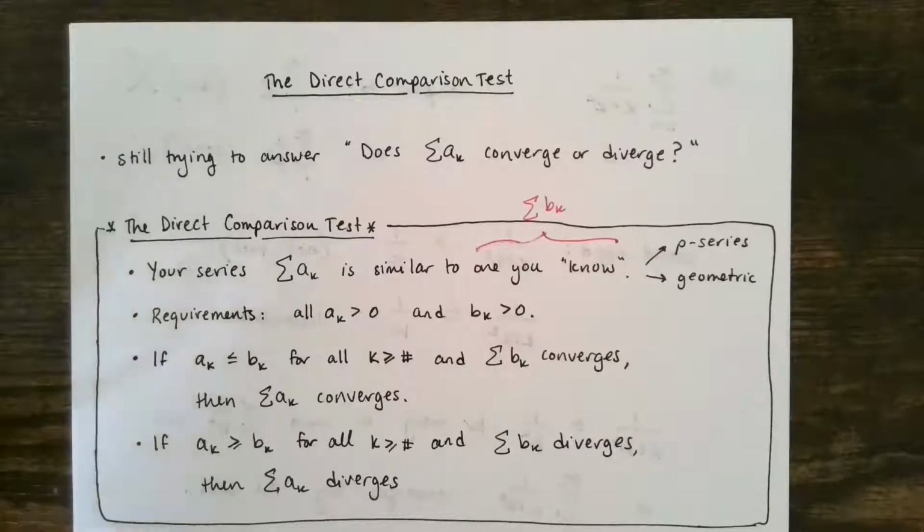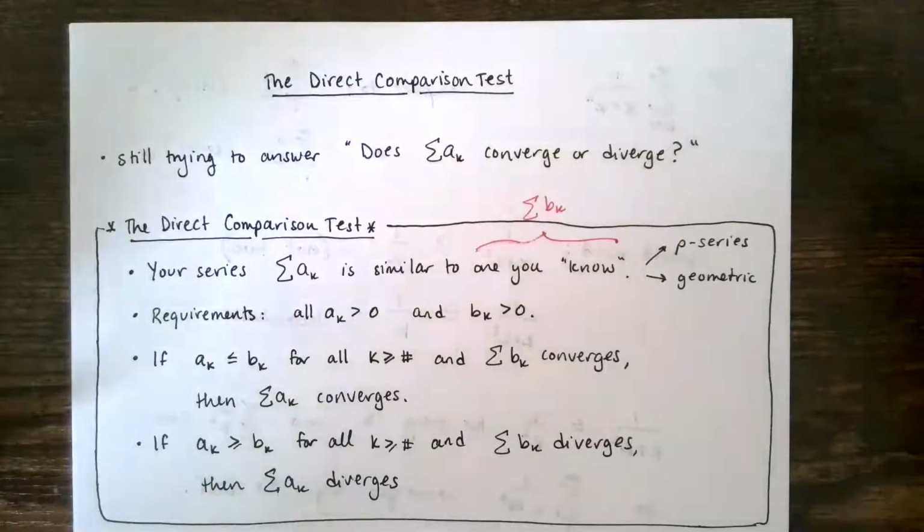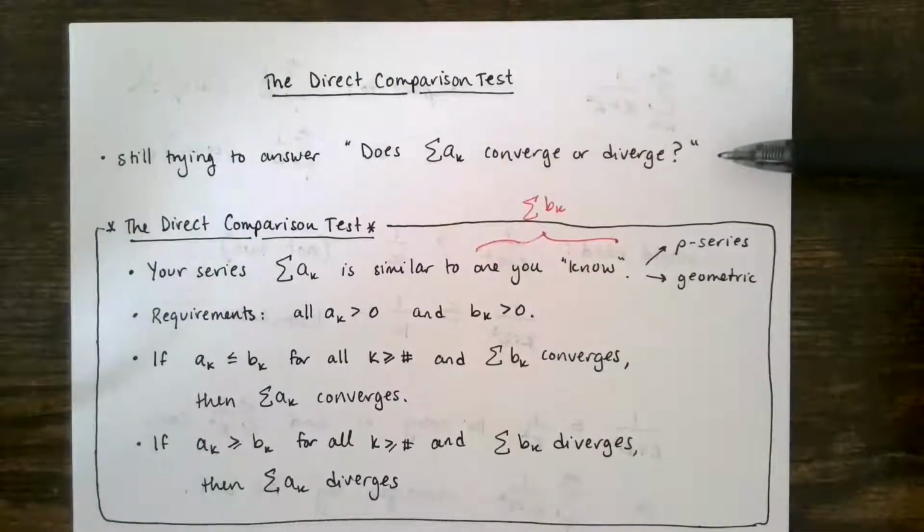Let's talk about the direct comparison test. In this test, we are still trying to answer that same question that we've been answering, which is, here's a series, does it converge or diverge? The direct comparison test will be one of many, many tests we have to attempt to answer that question.